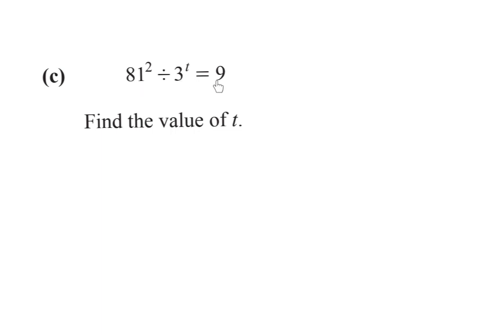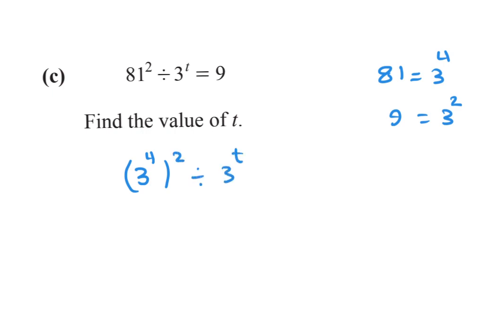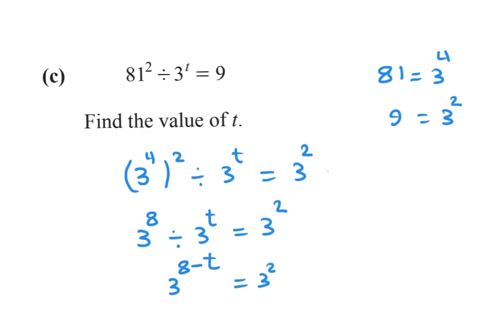Now for C, we have 81, 3, 9. We can have the same base. 81 equals 3 to the power what? You can use a calculator to find it: 3^4. And 9 is 3^2. So (3^4)^2 divided by 3^t equals 3^2. Because we have power of a power, multiply them, so 3^8 divided by 3^t equals 3^2. Now when we divide, subtract the powers, so 3^(8 minus t) equals 3^2. So 8 minus t equals 2, and t equals 8 minus 2, which is 6.